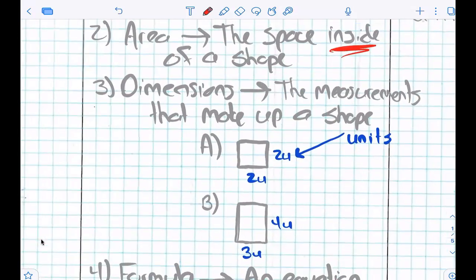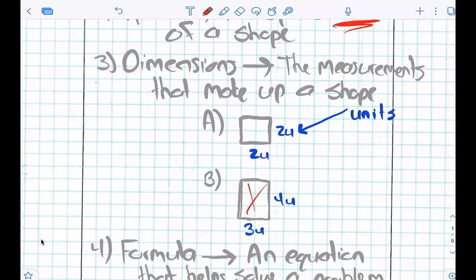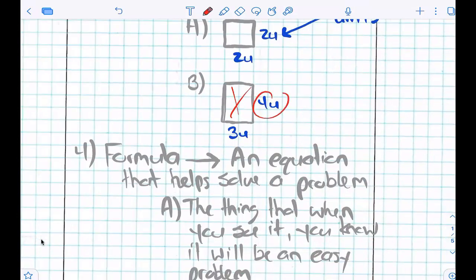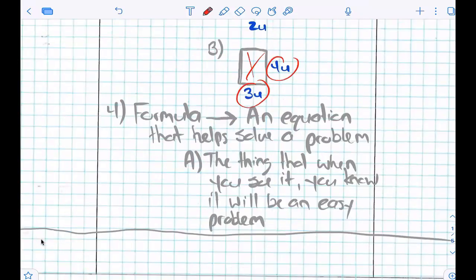Dimensions. Now, dimensions are the measurements that make up a shape. So if my shape is this rectangle, these are my dimensions, right? Okay, cool. And then a formula. I think we're pretty good with formulas, but you plug numbers into the formula to help you get an answer, right?